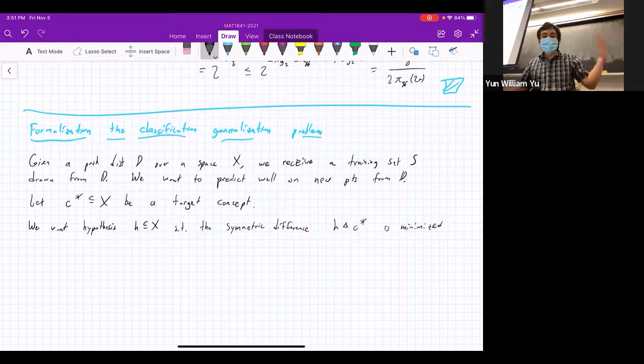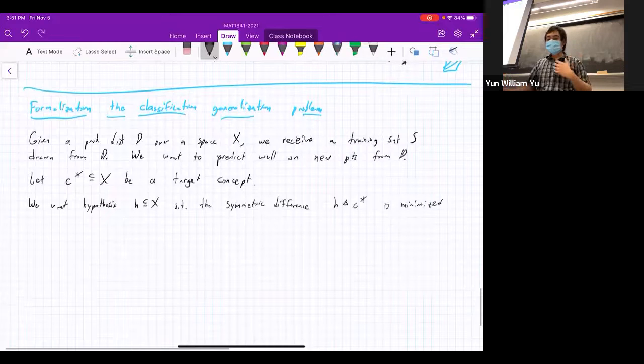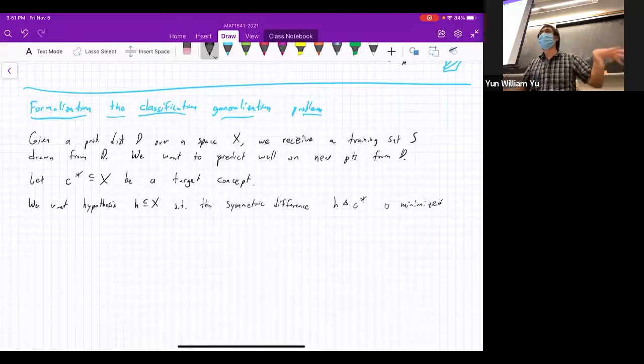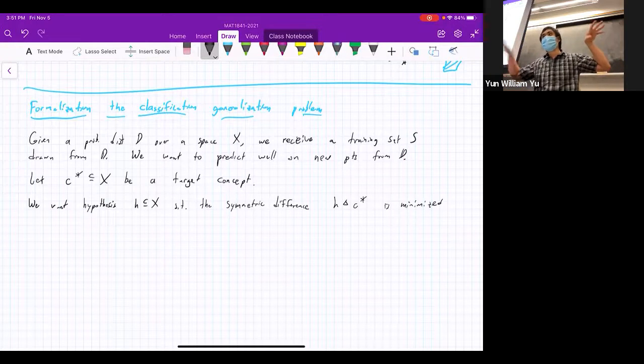But yeah, so C star might be the true set of spam emails, and H might be whatever your classifier is classifying as a spam email. And so we want the symmetric difference. So we want the set of spam emails and the set of what we think to be spam emails to be the same.